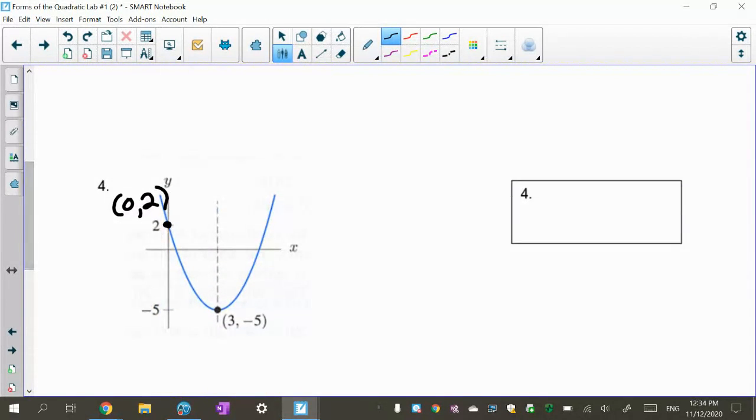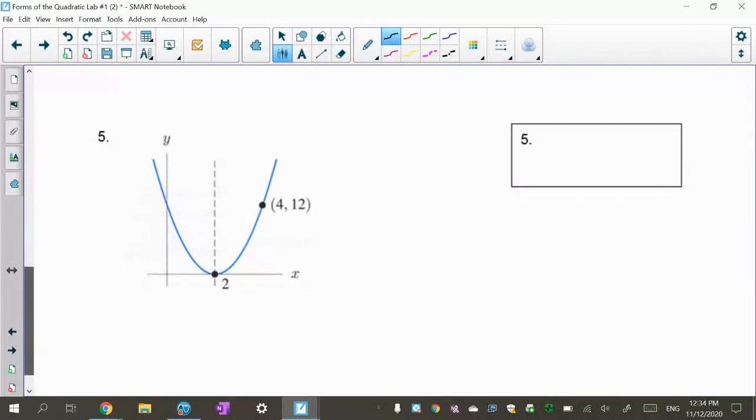Look at this one right here. They gave me the vertex. I'm going to use the vertex formula, and I have an additional point there. And for 5, they gave me the vertex. I get that and another point. But also, I just want to show you this. This is kind of cool.